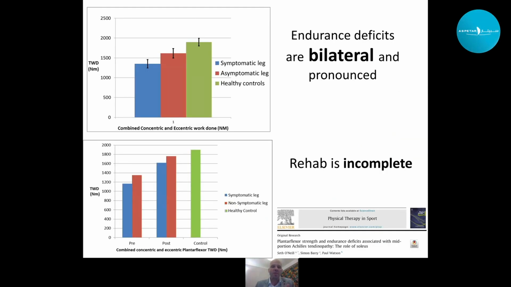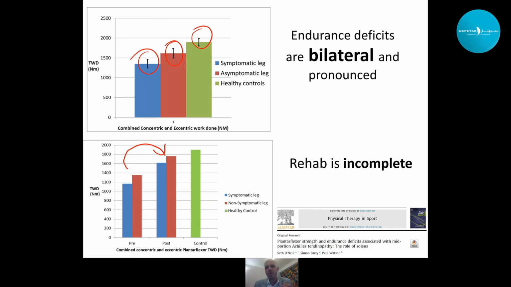And so we know these are problems. Endurance is a bit different. We've got healthy folk here, bad leg, good leg. There's differences on all of those actually throughout it. And even after rehabilitation, we get them stronger, but they're not quite back to the healthy levels.